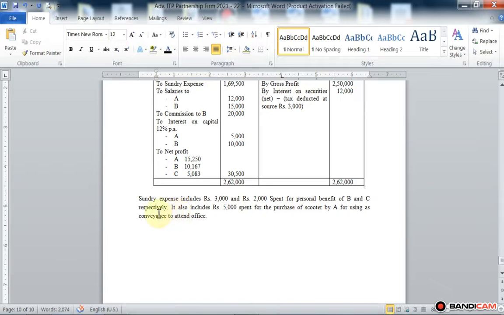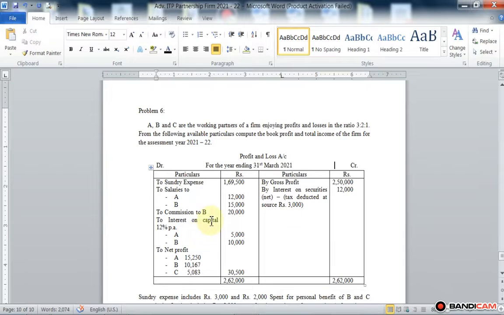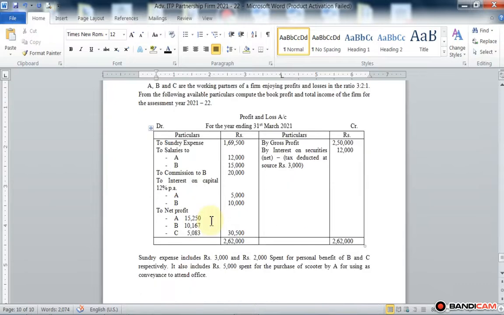Now here additional information is given. Sundry expenses include rupees 3,000 and rupees 2,000 spent for the personal benefit of B and C respectively. It also includes rupees 5,000 spent for the purchase of a scooter by A for using as a conveyance to attend office. So in this problem we have to compute the book profit as well as the total taxable income of the partnership firm, for the year ending 31st March 2021.